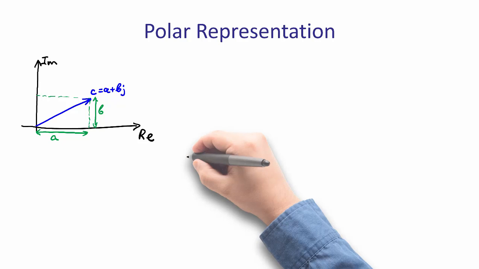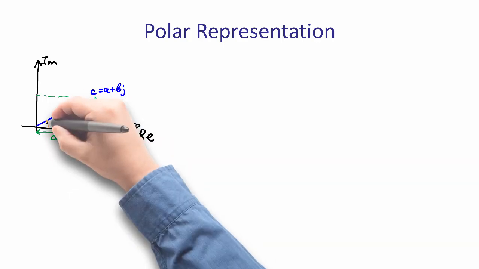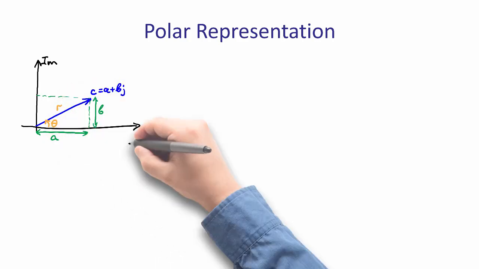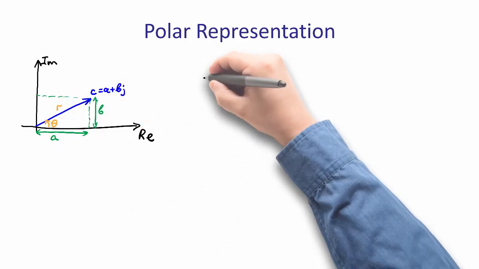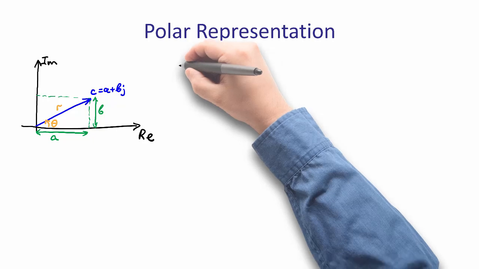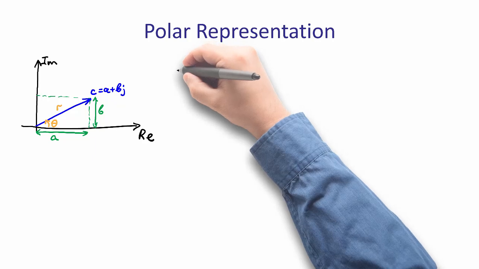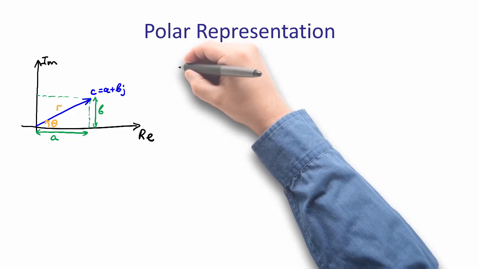Okay, let's say we have the real axis, the imaginary axis, and some vector with radius r and angle theta, and the coordinates of that vector are a, b. So we have the complex number a plus bj, and we want to represent that in terms of radius vector and the angle. So how can we convert into the polar representation? Clearly both are completely equivalent.